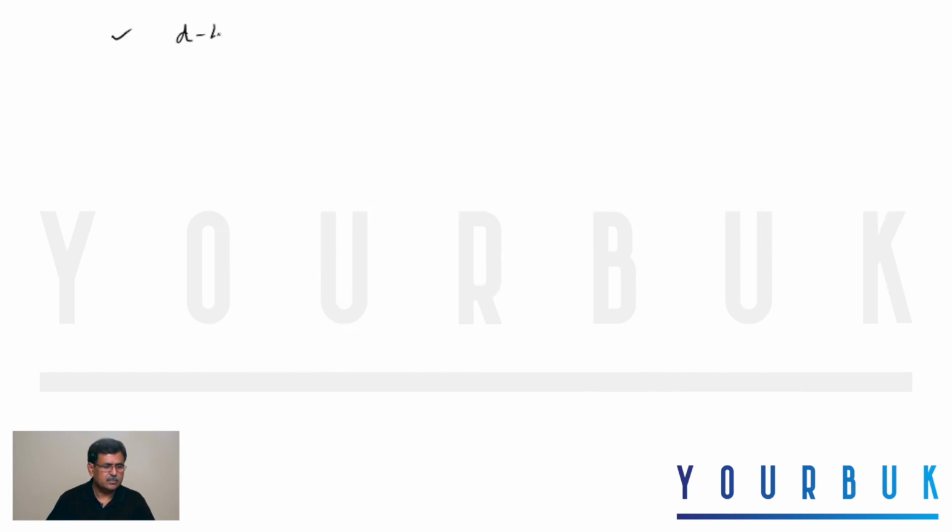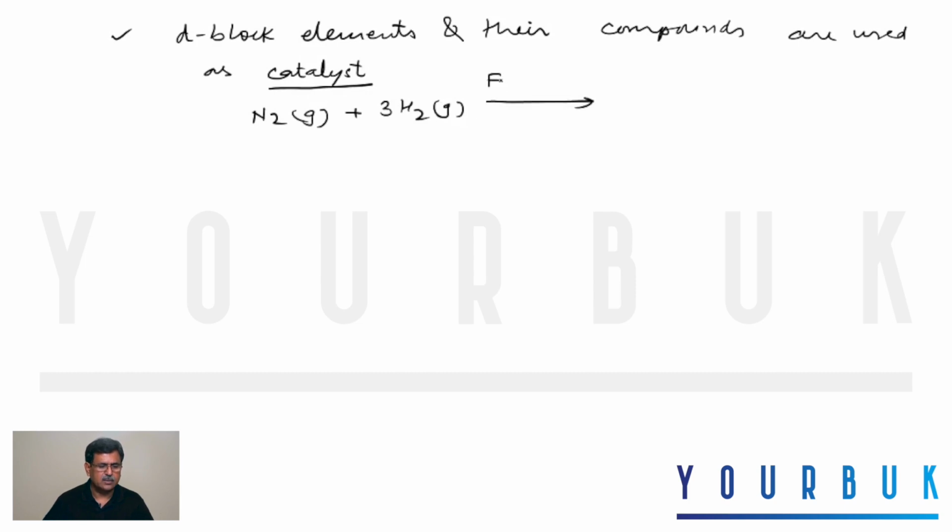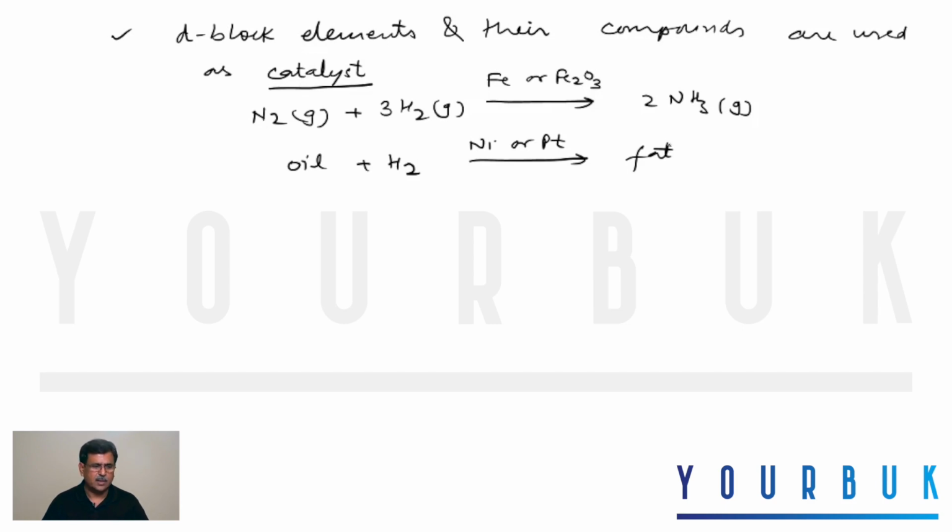The next, d block elements and their compounds are used as catalysts. For example, in Haber's process for the manufacturing of ammonia, we use iron or iron oxide as a catalyst, and iron is from the d block of the periodic table. Another example is changing oil into fat using hydrogen gas. We use nickel or platinum or palladium, and nickel, platinum, palladium are from the d block of the periodic table. So again, most of the catalysts used commercially are either elements or compounds from the d block of the periodic table, and they show catalytic properties.